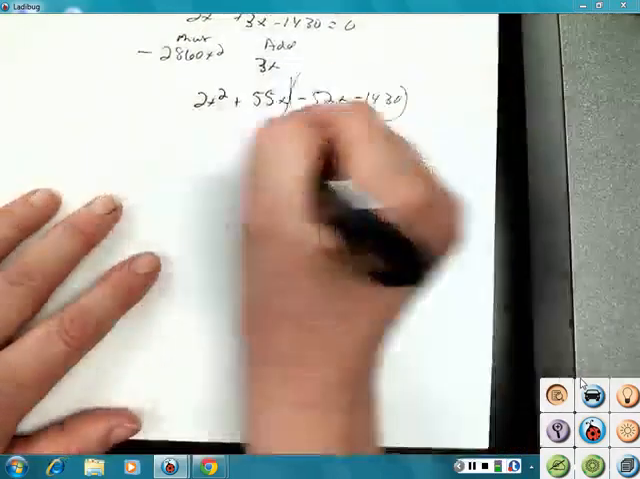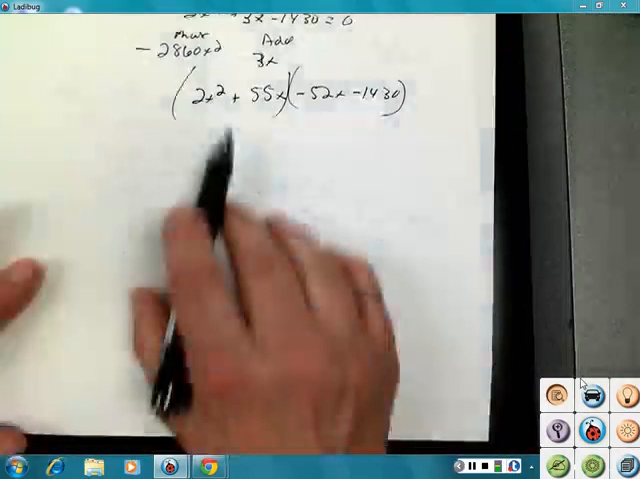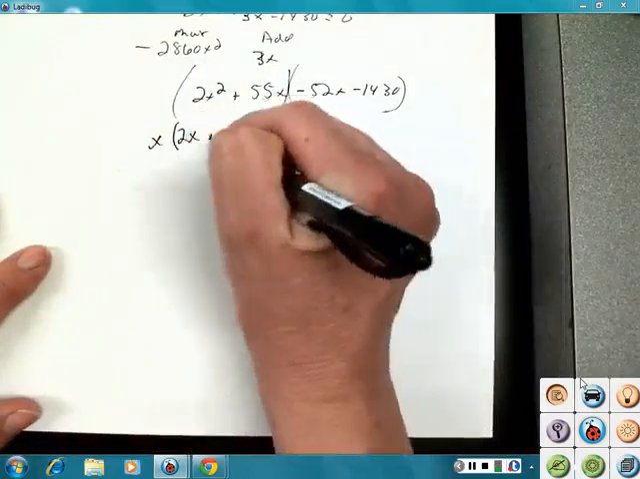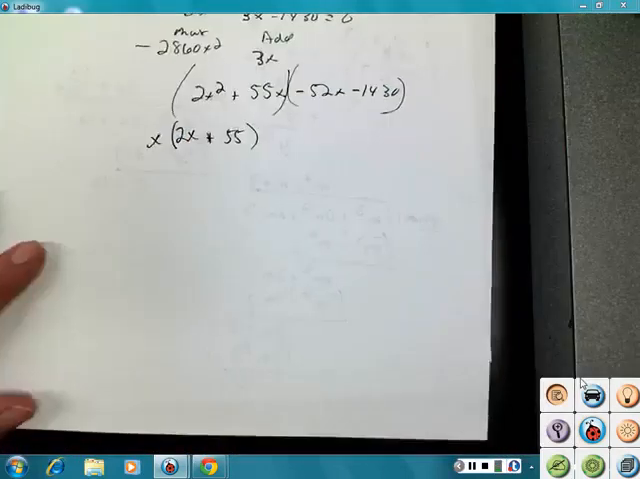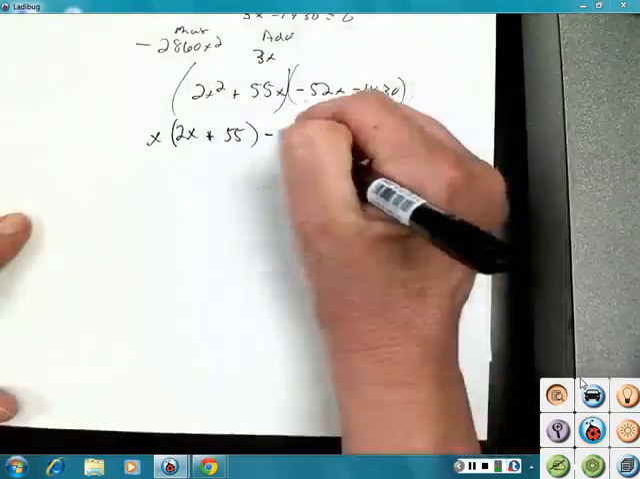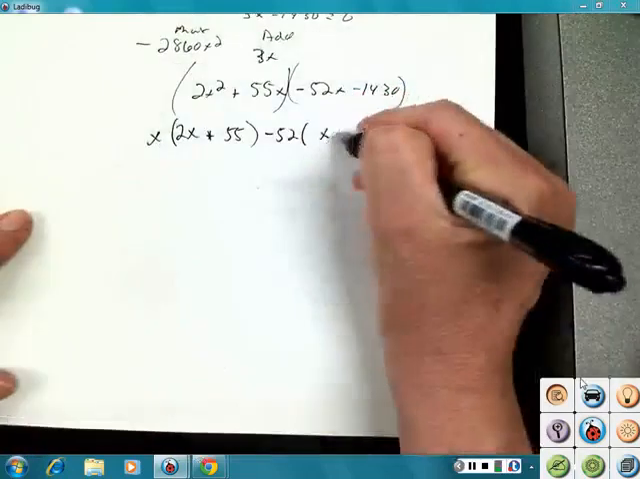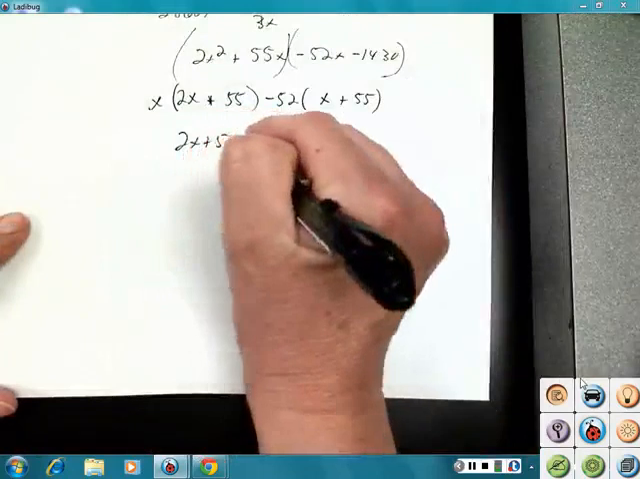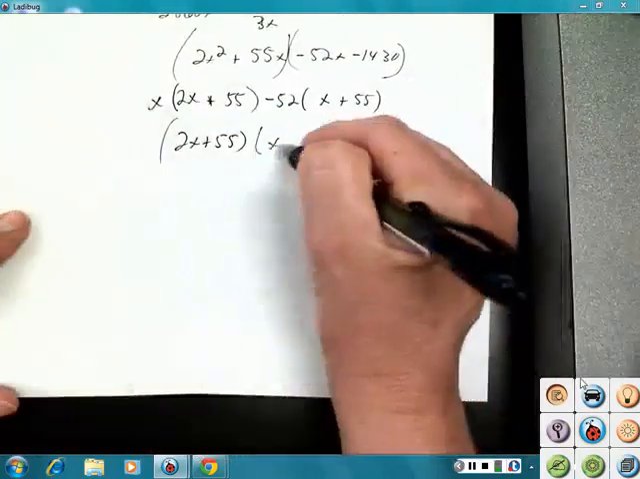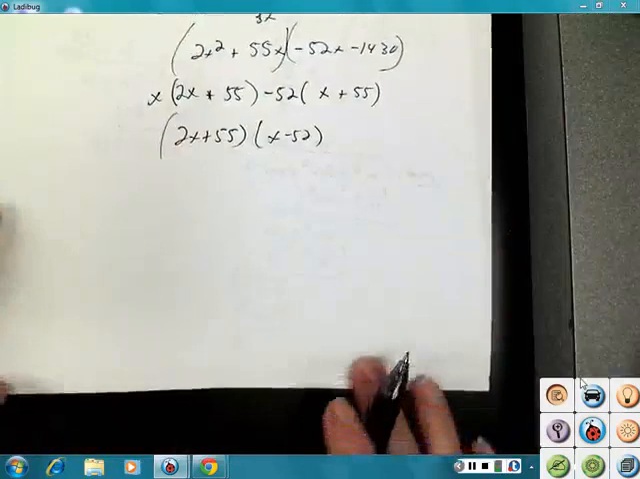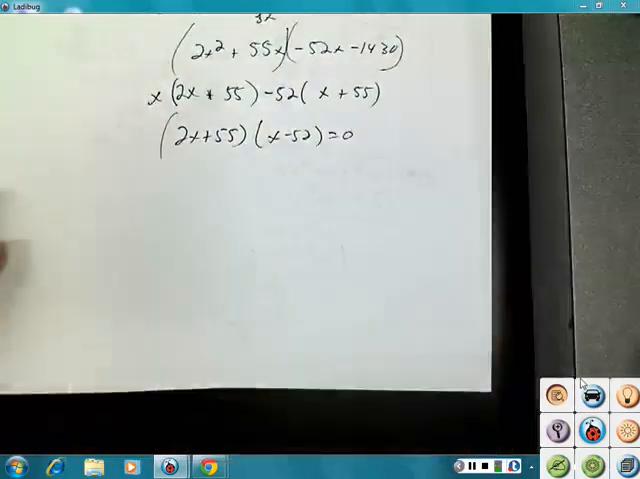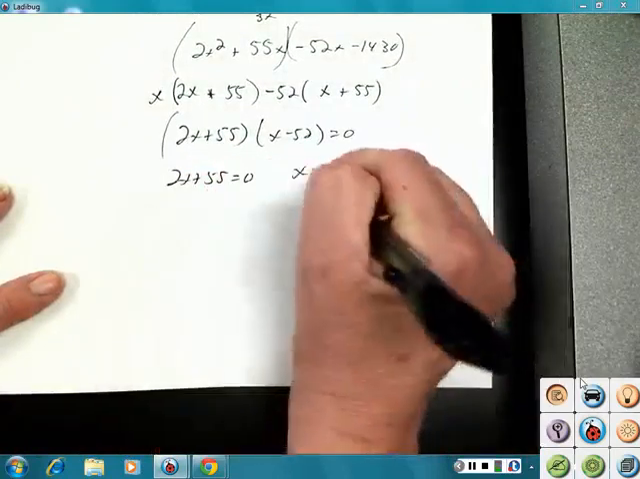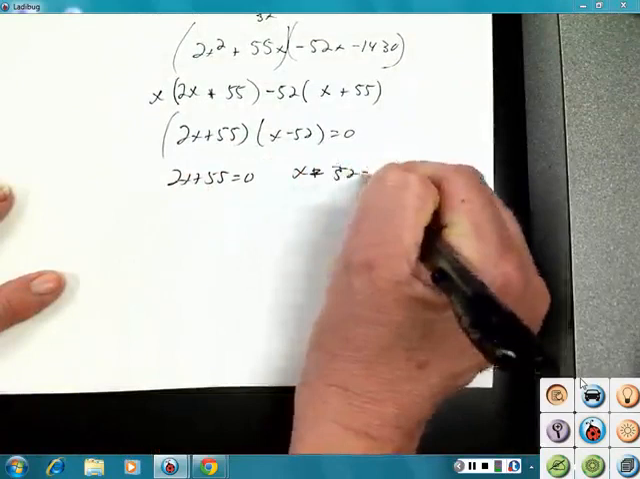Group in twos. I can take out an x out of the first one. Leaves me with x or 2x plus 55. And in the second one, I can take out a negative 52. Leaves me with x plus 55. So I have 2x plus 55 times x minus 52. And so set each of those equal to 0. So 2x plus 55 equals 0, and x minus 52 equals 0.